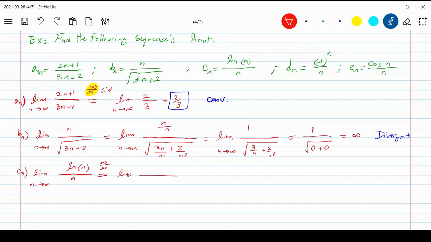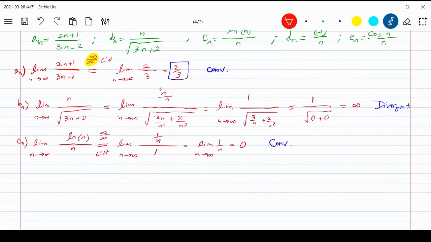Apply L'Hopital's rule. If I apply it, the derivative of the numerator is 1 over n, the derivative of the denominator is simply 1, as n approaches infinity. And this is the limit of 1 over n as n approaches infinity. That is 0. So what can it tell us? It tells us that we have a convergent sequence, and the limit of that sequence would be simply 1.